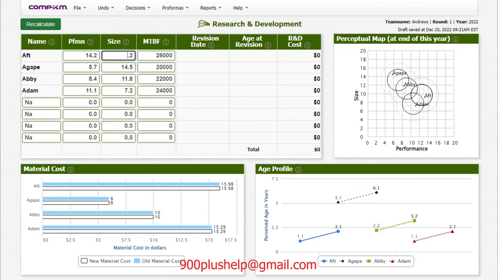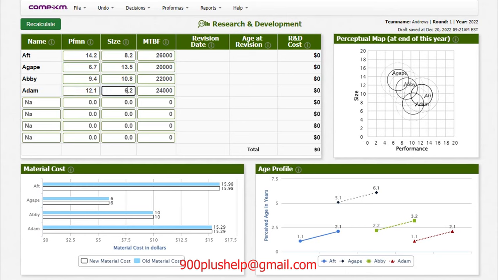Our next product is Agape. This is a thrift market segment product. Give it a performance of 6.7 and reduce its size to 13.5. Our next product is Abbey. This is a core product. You can give it a performance of 9.4 and reduce its size to 10.8. For Adam, this is a nano product. We can have a 12.1 and a size of 6.2.